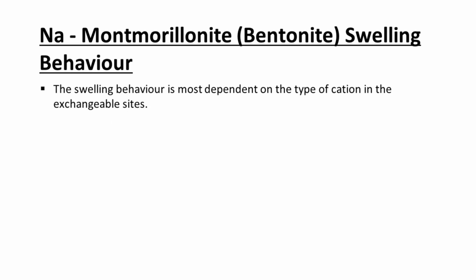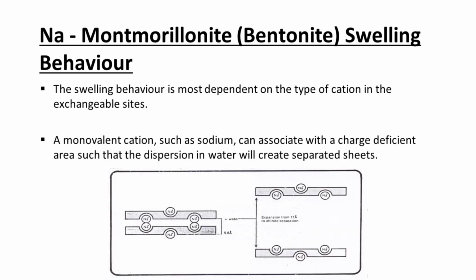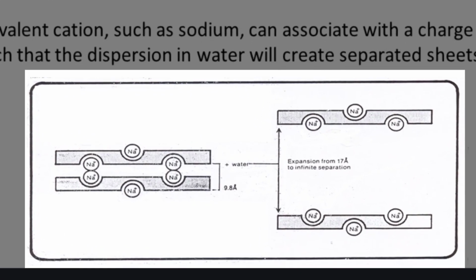The type of cation in the exchangeable sites is the dominating factor when it comes to the swelling behavior of clays. A monovalent cation, like sodium, can associate with a single charge-deficient area. As you can see in the figure, this means there is little interaction between the sheets and they are nearly free to separate when dispersed in water.